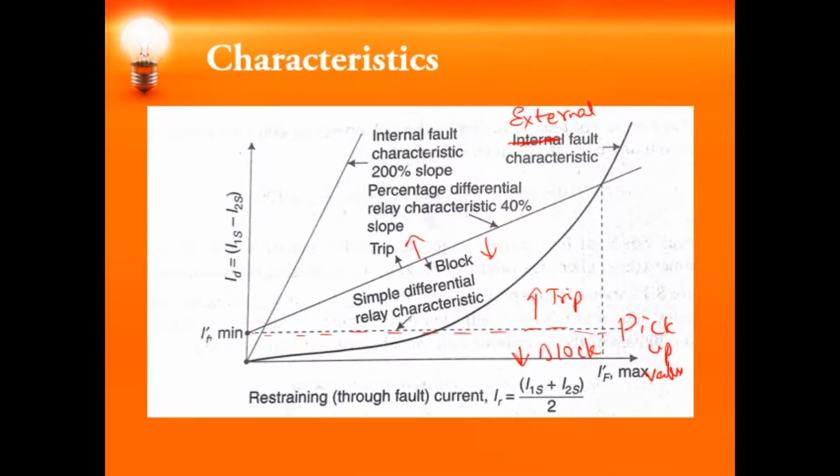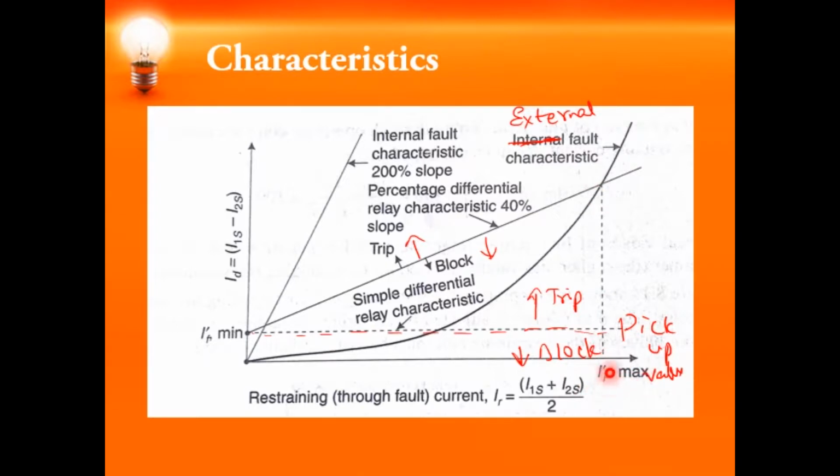Now, if you observe here, there is a point where the internal fault characteristic has joined the percentage differential characteristic. So this point is IF minimum. Similarly, we have the intersection of the relay characteristic with the external fault characteristic. The point is IF dash maximum.